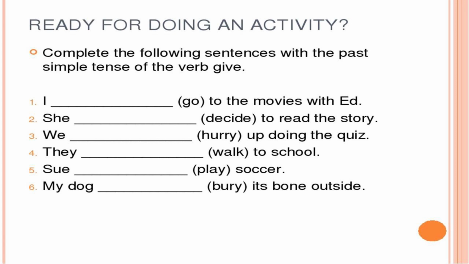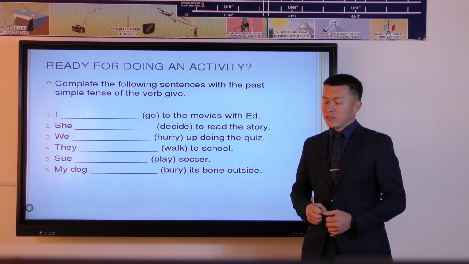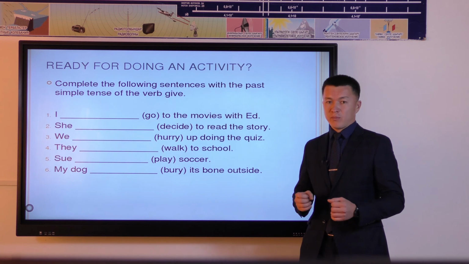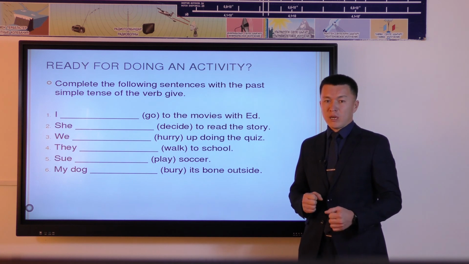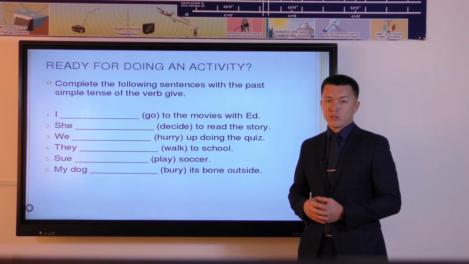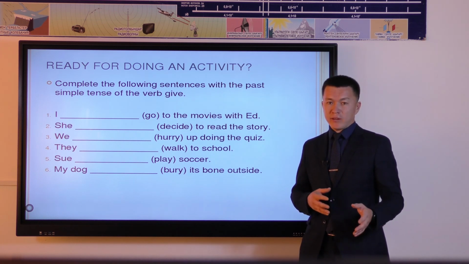If you understand the past simple tense and how we make it, let's try to do some exercises. In this exercise, you have to put the words in brackets in the past simple form. For example, the first verb is go. What do you think? How do we change this verb? Right you are. We have to put went here, because the second form of go is went. And it should be, I went to the movies with Ed.